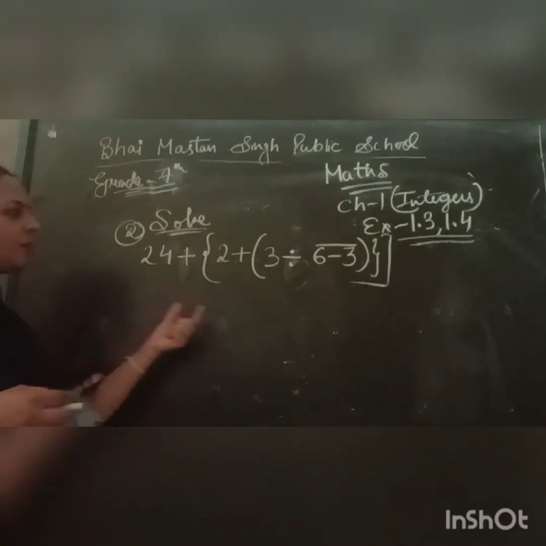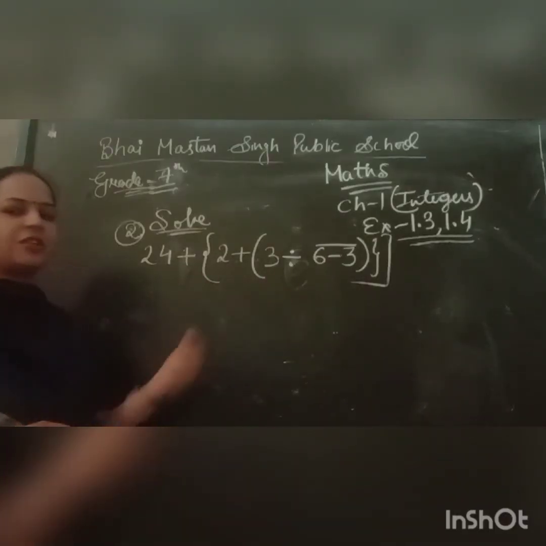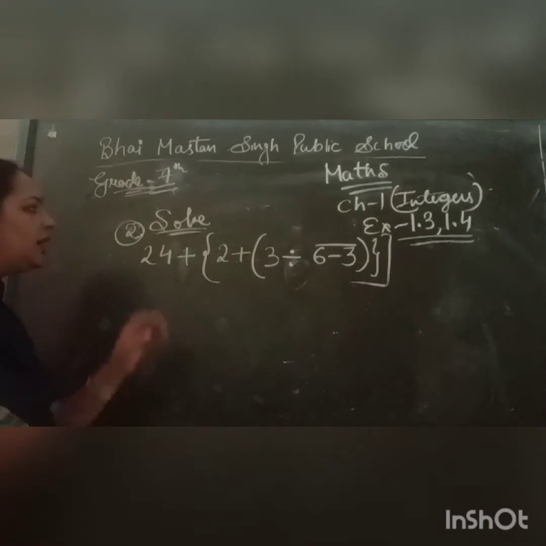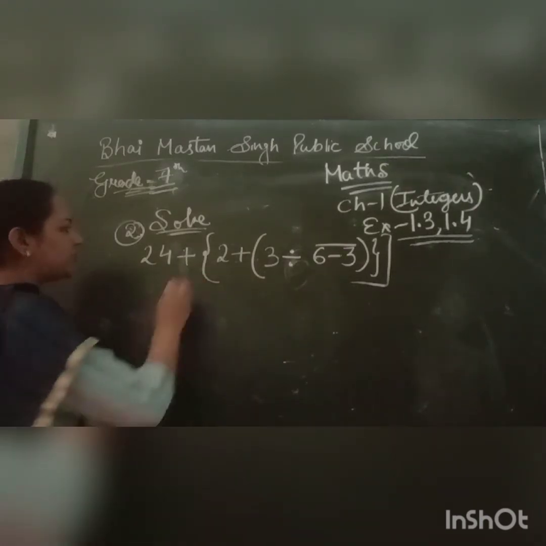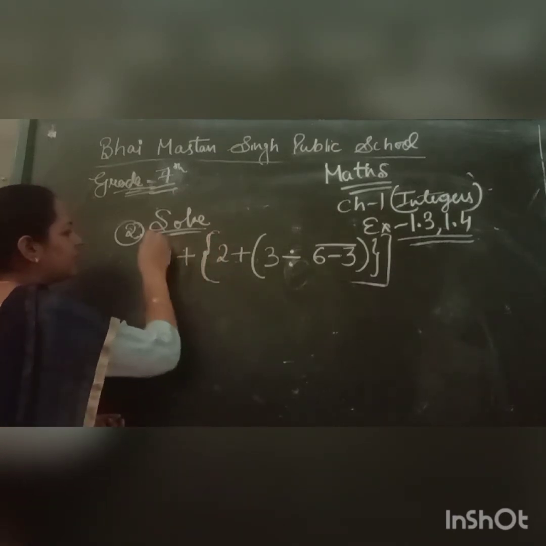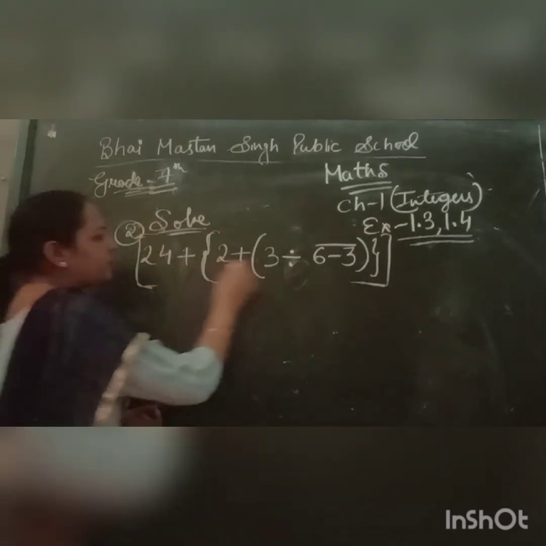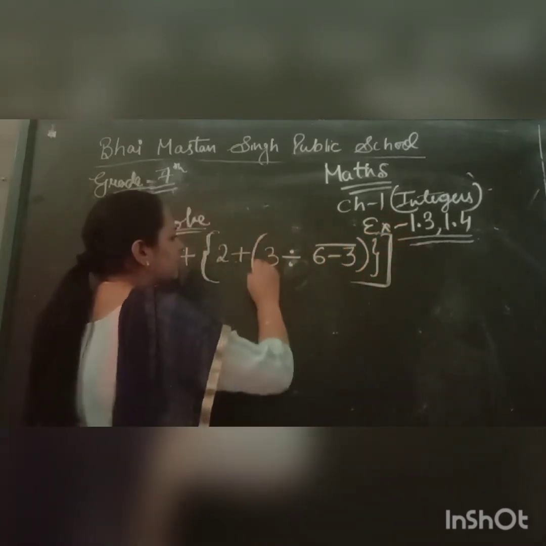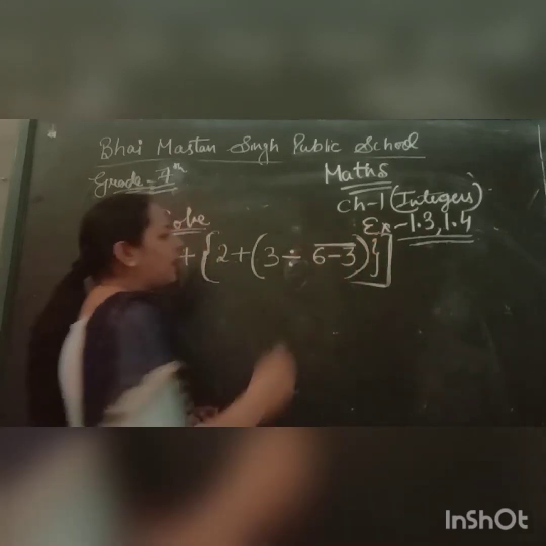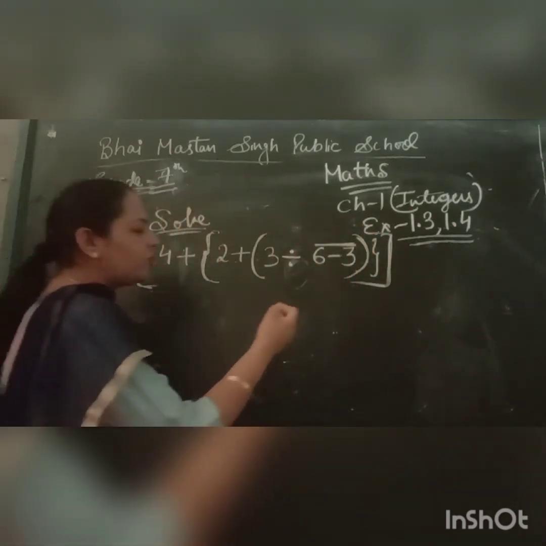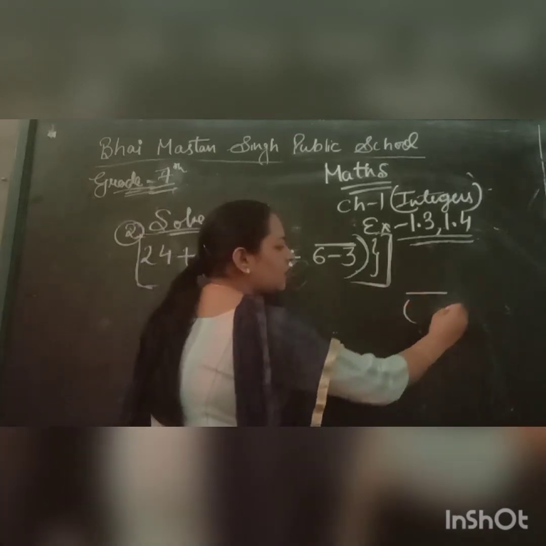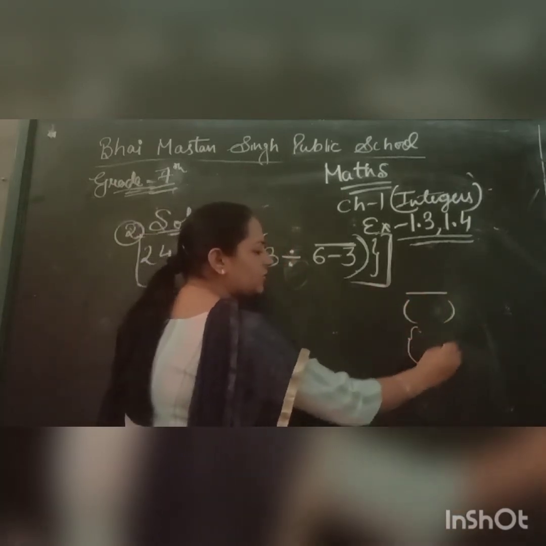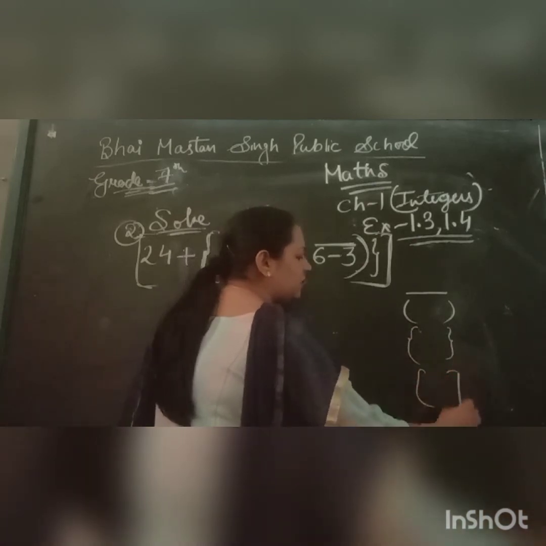Next, after BODMAS, if this type of statement is given, how do we solve it? There are signs given, but there are so many types of brackets here. You can see here the curly bracket, this is called the box bracket, and this one is the common bracket, and this one is called the bar bracket. So how do we have to solve? Firstly we will solve the bar bracket, then the common bracket, then we will solve the curly bracket, and after this the box bracket.